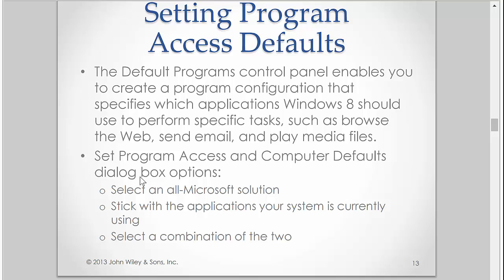Program access defaults. Control Panel enables you to create a program configuration that specifies which applications Windows 8 should use for specific things, such as browse the web. Gee, if we haven't installed Firefox or Chrome, what do you want to bet Internet Explorer is going to browse the web? Although we can do this in the operating system, as we know, when we install a new browser, one of the features is for it to go in and make this change to make, say, Chrome my default browser, meaning if I click on a link, it should open Chrome and take me out to browse the web.